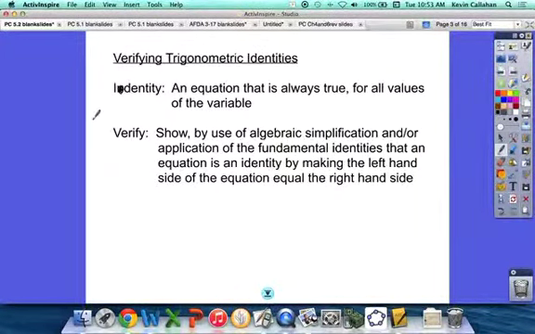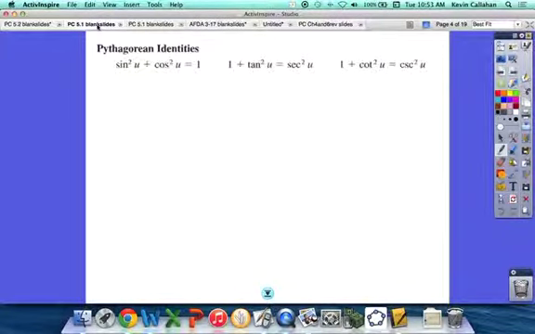It's an equation that's always true. And we actually were already dealing with some identities, right? We're dealing with these identities. It means that it doesn't matter what the U is. This is true. Always true.